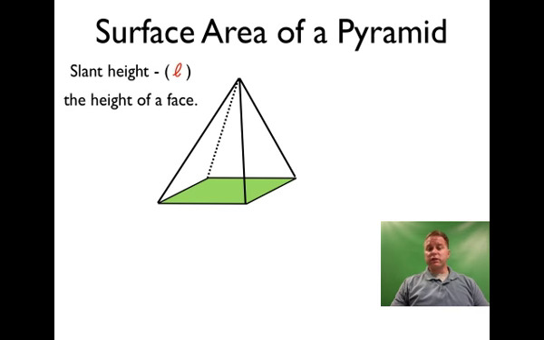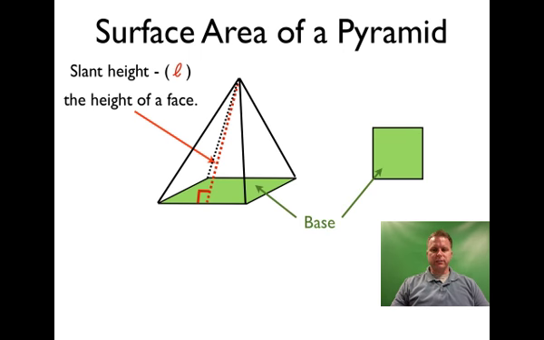So first of all, we're going to start with the surface area of a pyramid, and to do that you need to first know the slant height, which is L, and that's basically the height of the face. So imagine an ant walking up from the base of a pyramid up to the top. It would look something like this. So from the bottom edge all the way up to the pointy part, the tip. Now that green area, that's our base.